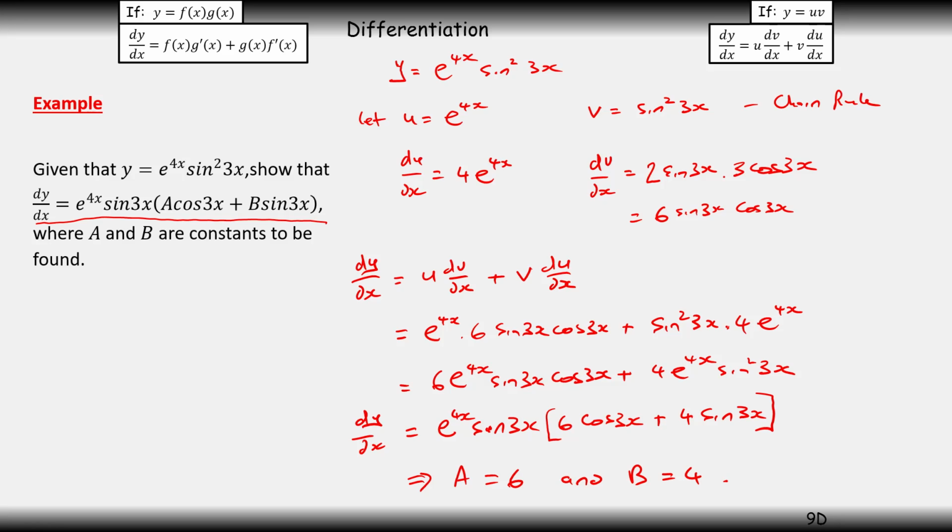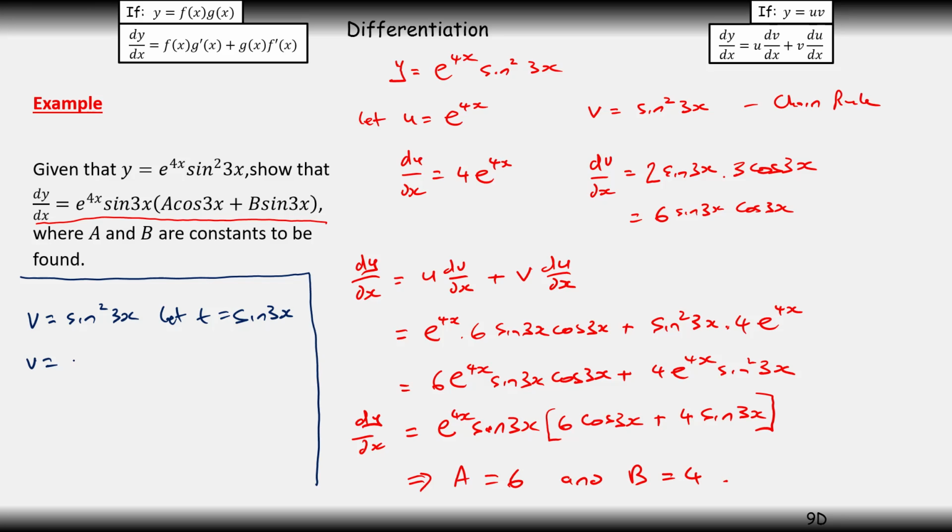Okay, so before you hit pause, I tell you what we'll do. We'll have a look at that chain rule of v, just in case you're unsure. So let's use a blue pen. It's just a little aside. Okay, so we said that v is equal to sine squared 3x. So let t be equal to sine 3x. Okay, so that means v is equal to t squared and t is equal to sine 3x.